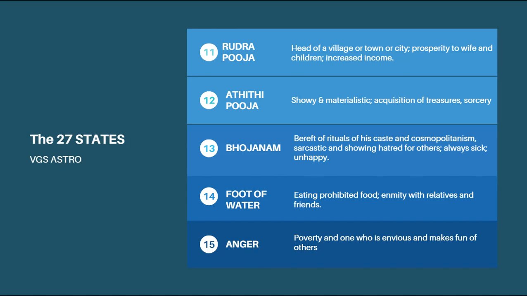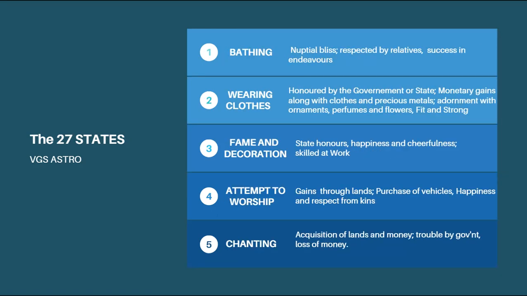And now I'm going to run you through all the states one by one, or I'm going to give you a brief introduction to what these states are like. So states 1 to 4 are actually giving pretty good results, as you can see from this deck, except for state number 5, where the person is going to be a bit distressed because there's trouble indicated from the government. There's going to be some loss of money.